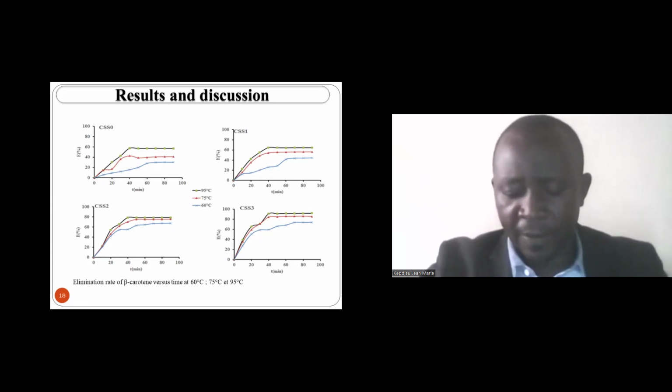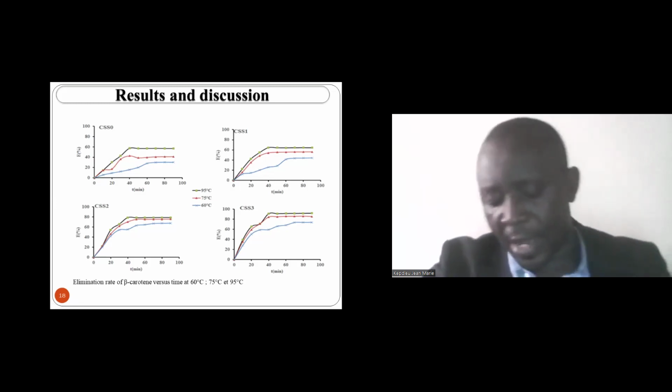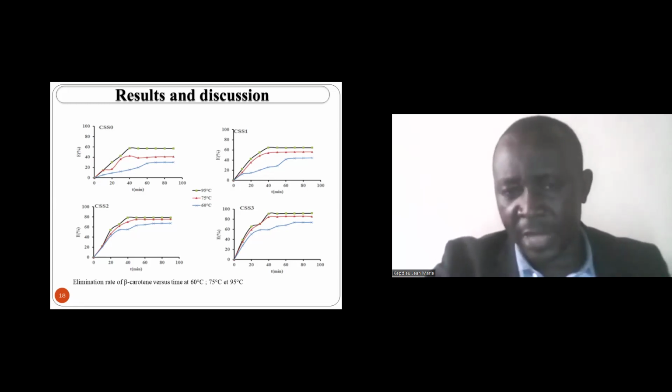This speedy phenomenon lasted longer at 60 degrees, with an equilibrium time of 60 minutes, and less for 75 and 95 degrees Celsius. And for 95 degrees Celsius, the equilibrium time was 40 minutes.